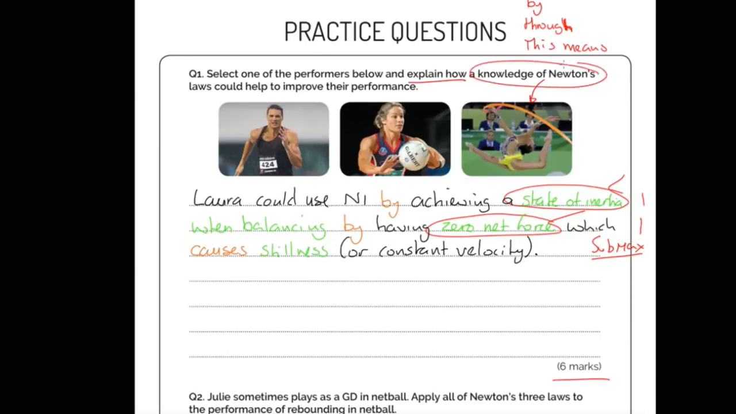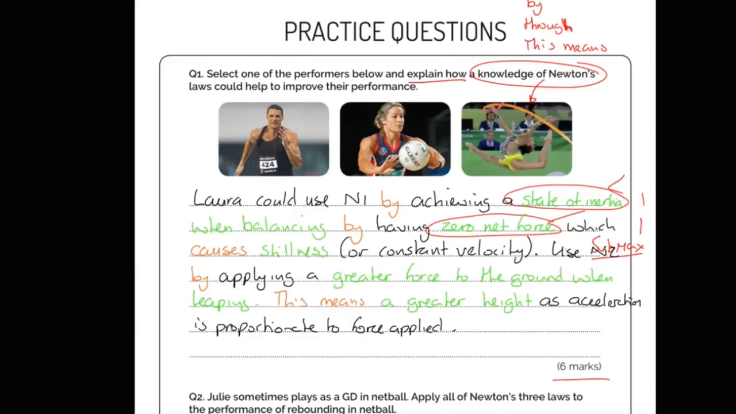So Laura could use the law of inertia by achieving a state of inertia when balancing by having zero net force, which causes stillness. I'm explaining how, I'm using my key language, I'm applying it to the performer. Next example.